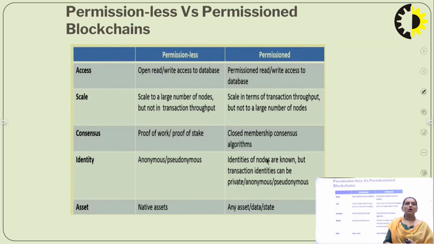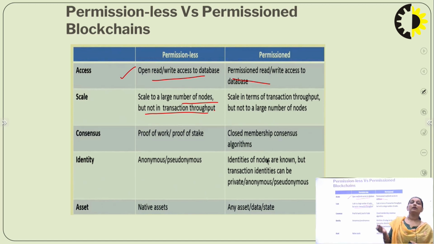So what is the difference between permissionless and permissioned access? When it is permissionless, anyone can write it and read it. In permissioned, you have to get permission to write it. Scale: you have a large number of nodes. Anyone can come into it. Any public person can come into it without revealing their identity. So we have a large number of nodes, but they are not giving transaction throughput.